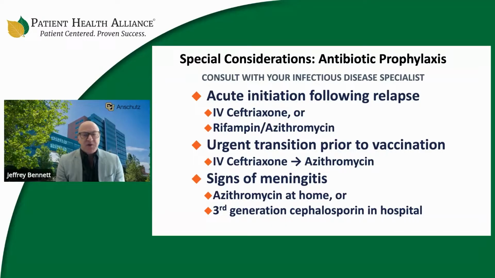So, special considerations for switching to C5 inhibitor therapy with antibiotics. I think it's important to consult with your infectious disease specialist regarding an antibiotic regimen. From my experience, if I am acutely initiating therapy following a relapse, I tend to use IV ceftriaxone initially to clear body stores and then follow up with an oral cephalosporin. If there's urgent transition prior to vaccination, I tend again to treat with IV ceftriaxone and then go to azithromycin. And if there's signs of meningitis, I often treat immediately at home with azithromycin, getting the patient to the hospital as soon as possible for administration of 3rd-generation cephalosporin.